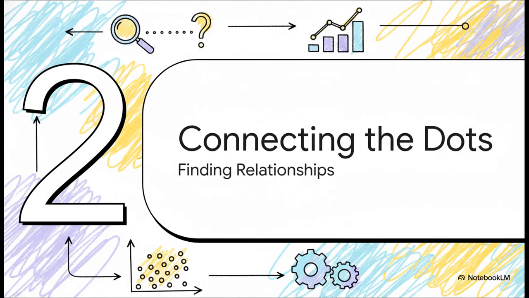Okay, this is where the investigation starts to get really interesting. So far, we've just been looking at clues one at a time. Now, we're going to start connecting the dots. This is called bivariate analysis, and it's all about finding relationships between two things at once.